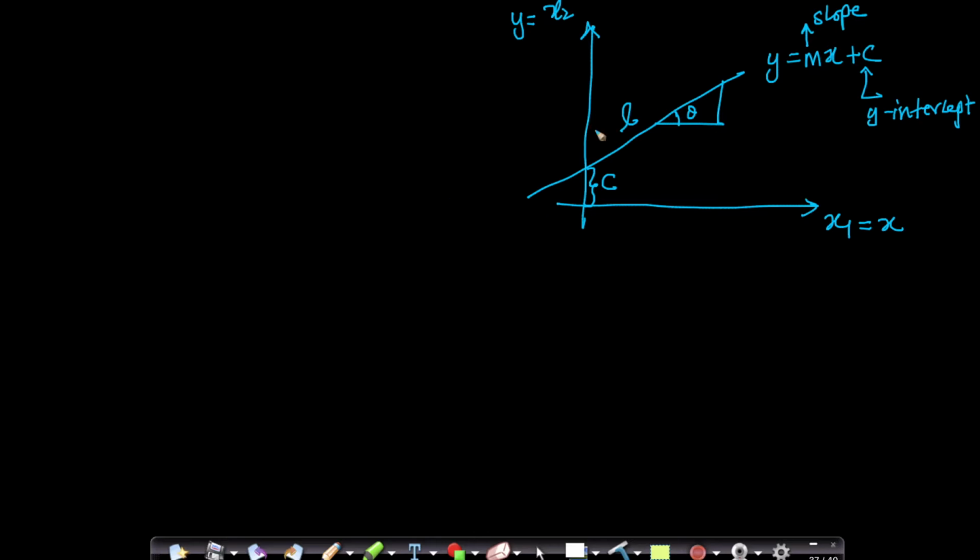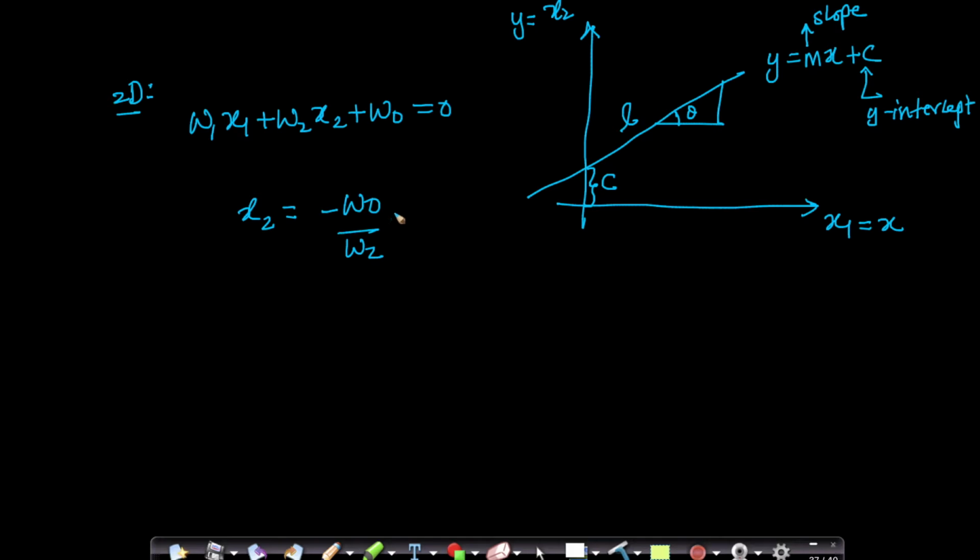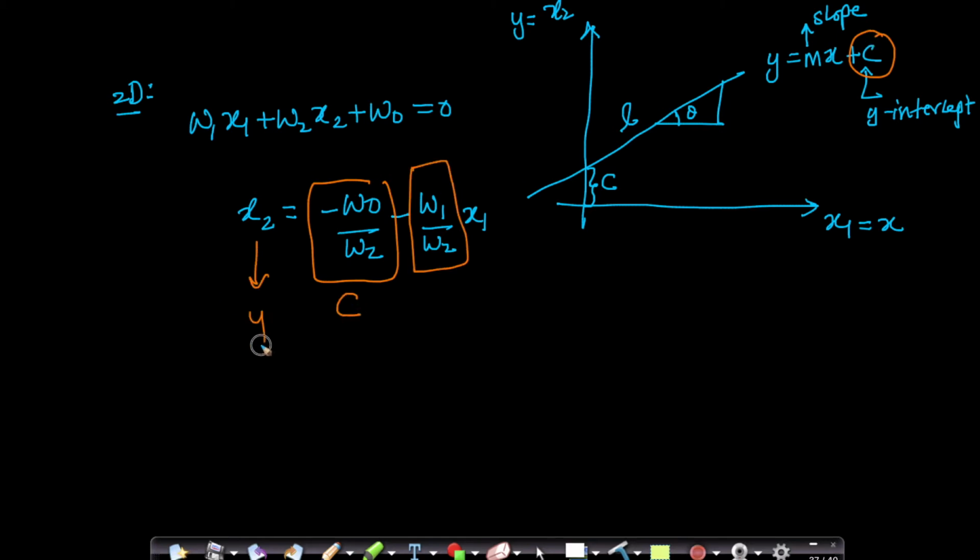Right? Now if I write the general equation of a 2D line that we saw earlier, it is w1 x1 plus w2 x2 plus w0 equals to 0. Now let me just rearrange the terms here, and I can write it as x2 equals to minus w0 by w2 minus w1 by w2 x1, right? Now what's happening here? This is nothing but my c, right? This is nothing but my y, right? And this part is nothing but my m, and my x1 is nothing but x, right?